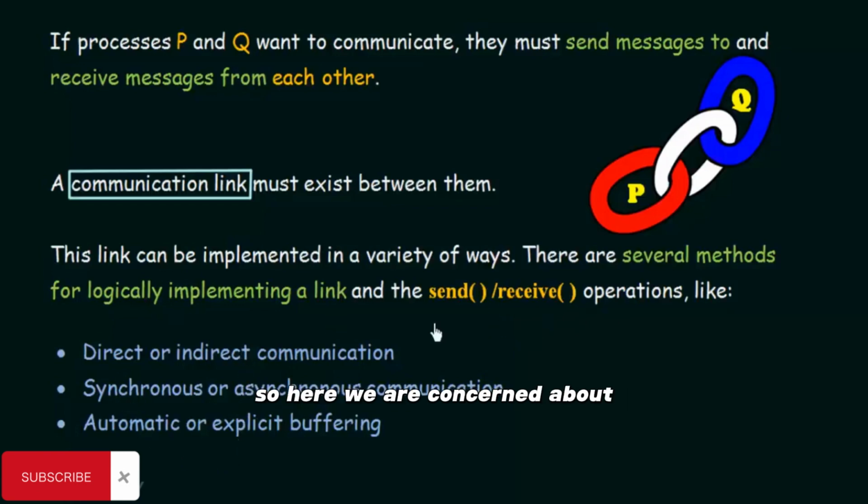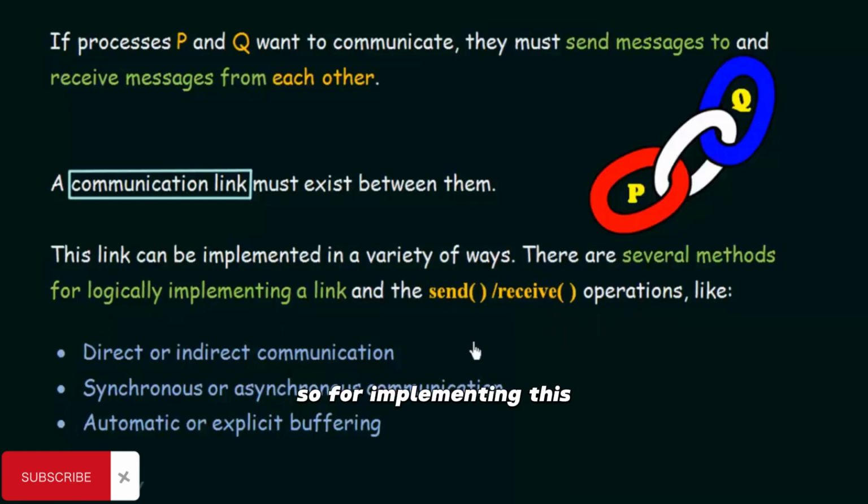So here we are concerned about the ways for logically implementing a link. We are not concerned about how to physically implement the link. The way in which the link can be physically implemented will be discussed in another chapter later on. But we are concerned about how we can logically implement this link between the two processes that want to communicate and send messages to each other. So it says here that we have several methods for implementing this link and the send and receive operations. We have already discussed the send and receive operations.